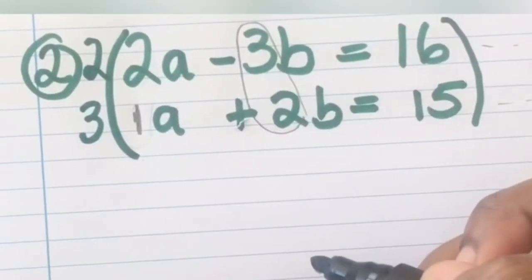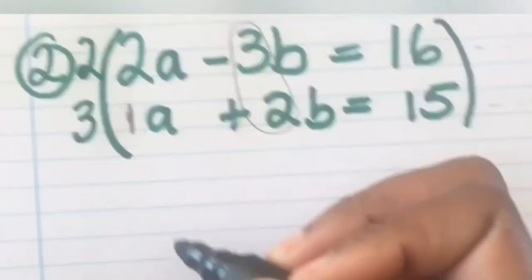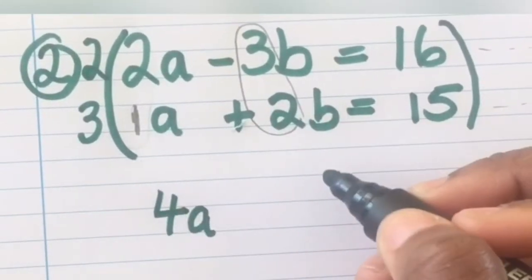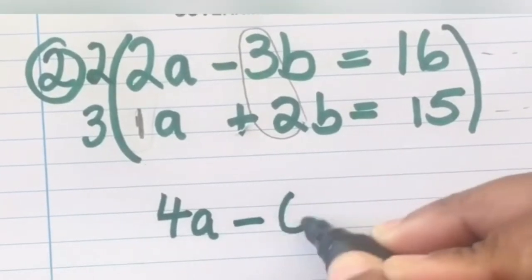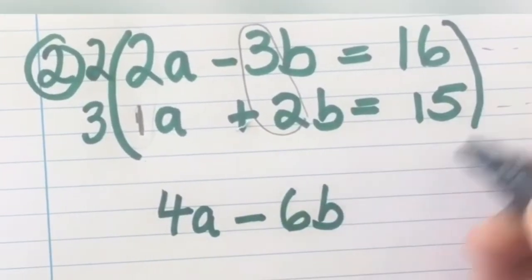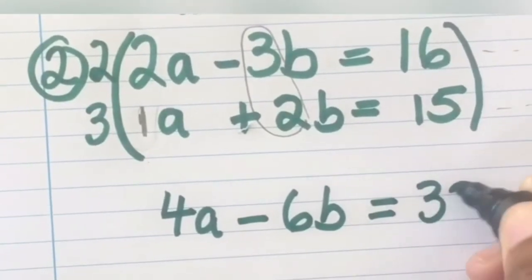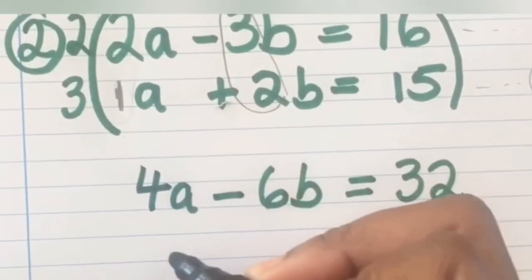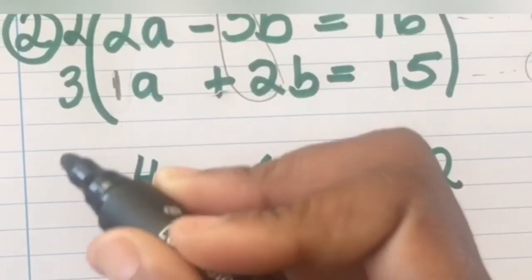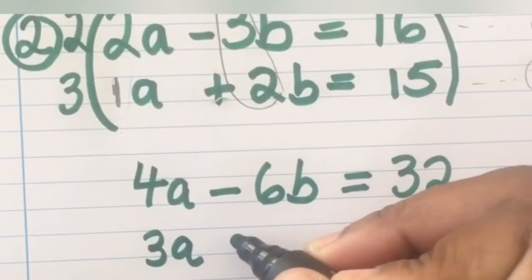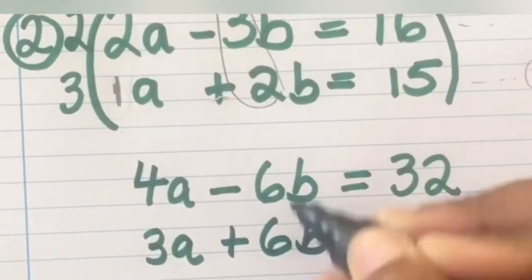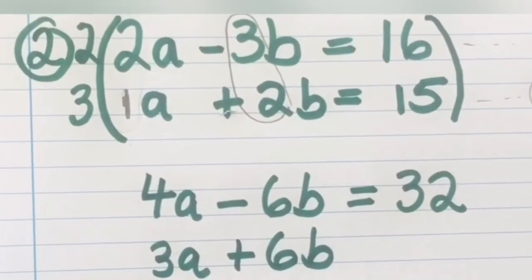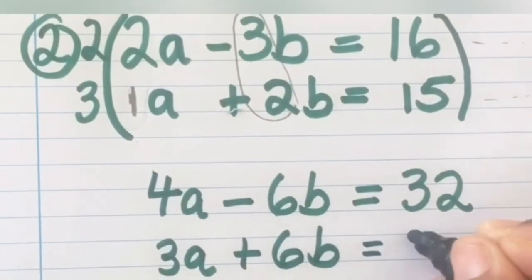So my new set of equations will be 2 times 2a, which gives me 4a, and 2 times negative 3b, which gives me negative 6b, and 2 times 16, which gives me 32. So I write it down. Then I go to the next one. 3 times 1 gives me 3a, and 3 times positive 2 gives me positive 6b. Let me not forget the variables. And then, what is 15 times 3? That gives me 45.